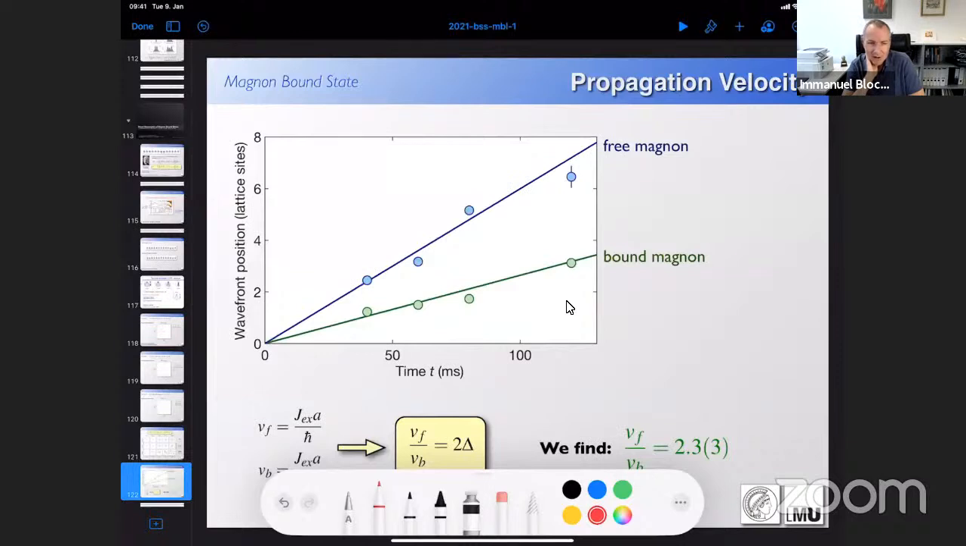Okay, very good. Any more questions? You said, do you observe 2, 3, 4 higher magnon bound states? We did not. We didn't try that. We could try that again. That would be interesting. They will be more difficult to see because they will move even slower, right? I mean, they will be heavier and heavier.